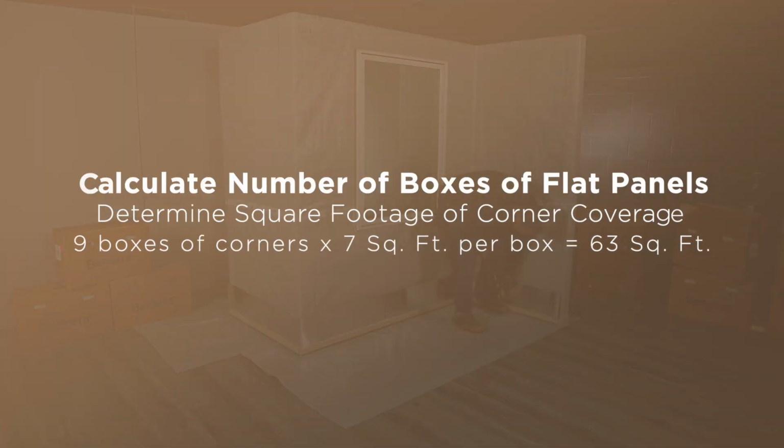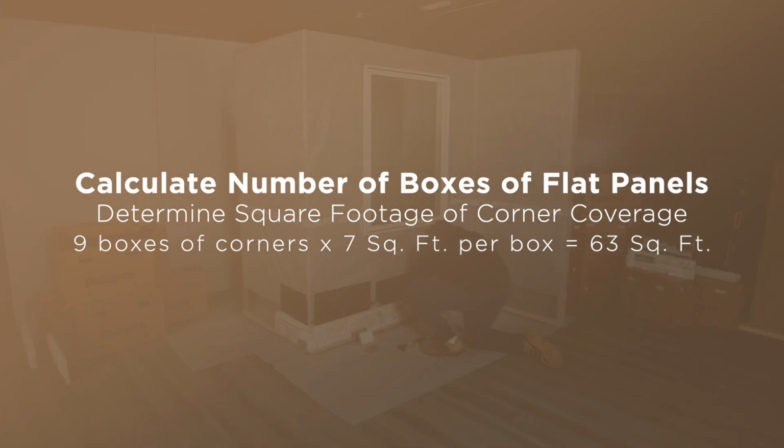Calculate the number of boxes of flat panel required. Start by determining square footage of corner coverage. A box of corners will provide 7 square feet of wall coverage. The example project will have 63 square feet of cover provided by the corner panels. 9 boxes of corners by 7 square feet per box equals 63.